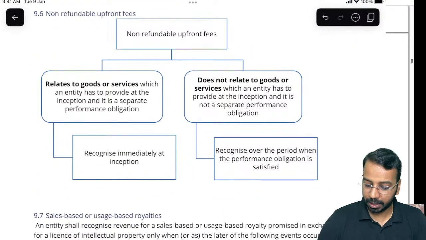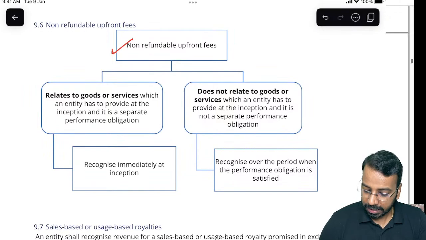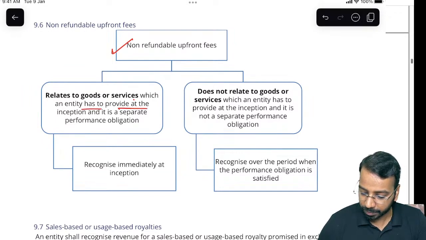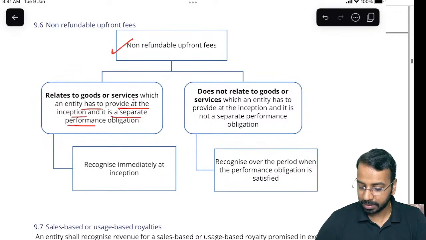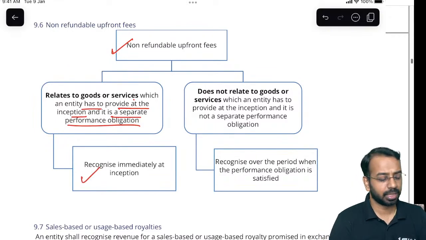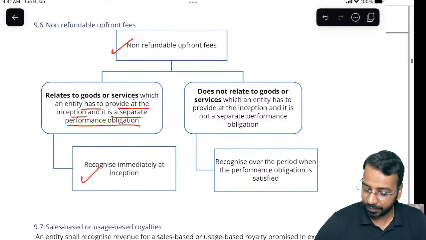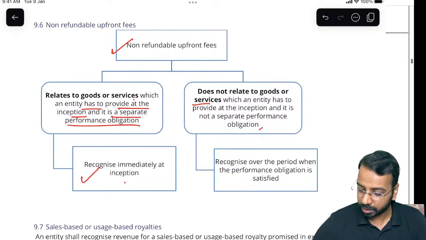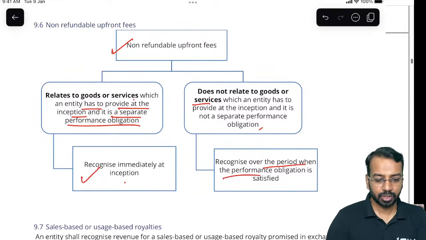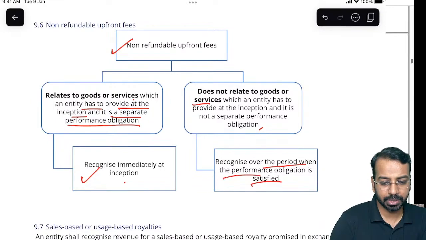Then non-refundable upfront fee. If it relates to goods or services which an entity has to provide at the inception and it is a separate performance obligation, recognize immediately at inception. So I gave an example. If, for example, I supply gym shoes and costumes and all of that, then you will recognize immediately at inception. If it does not relate to goods or services, then I will recognize over the period when the performance obligation is satisfied. So here also one question we can discuss, which will help us understand.